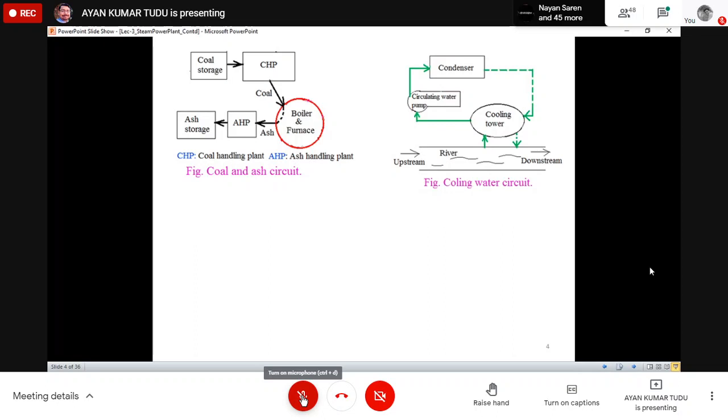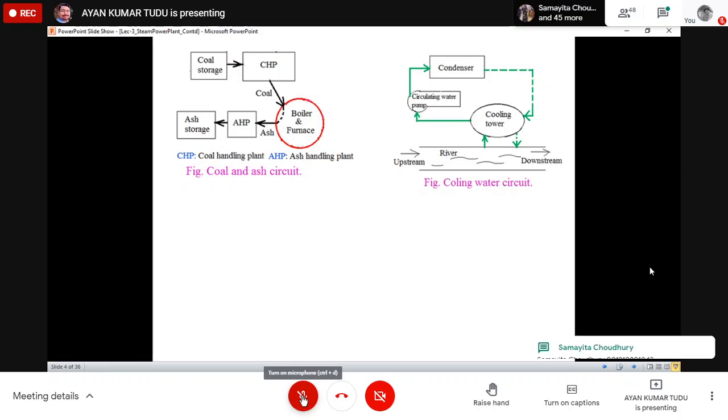First of all, we have a coal storage area. If you get a chance to visit any thermal power plant, you will see a coal storage area where the coal is kept. A railway line may come and dump the coal into certain places. And from there we have the CHP, or the coal handling plant.